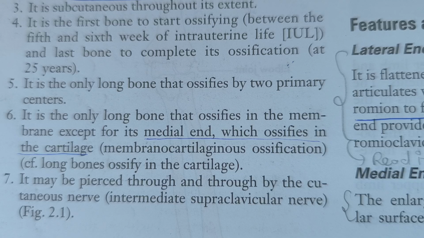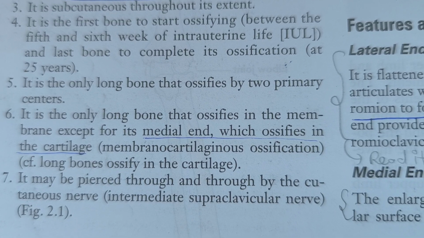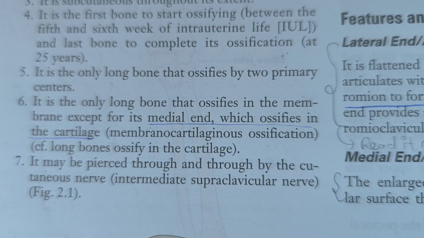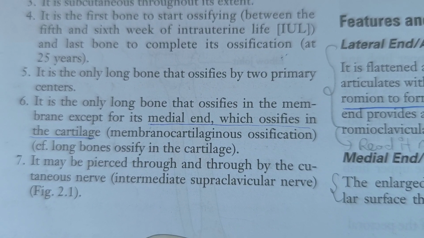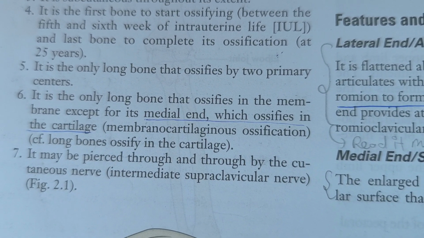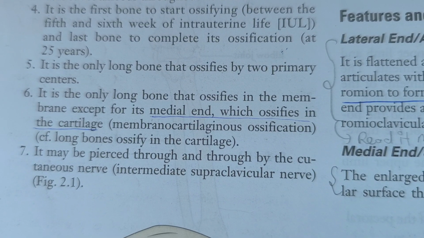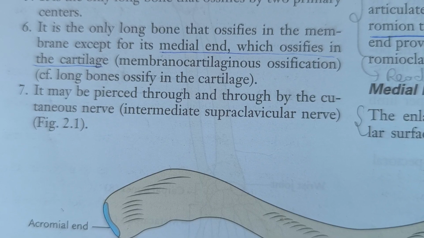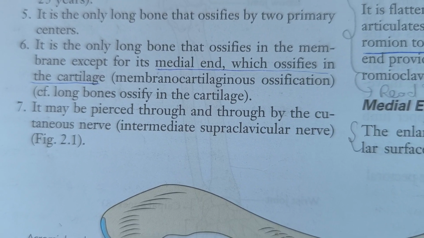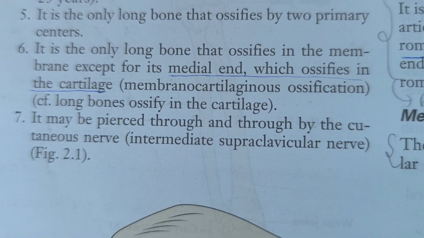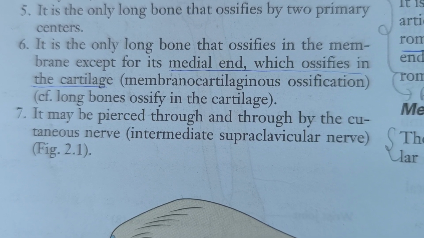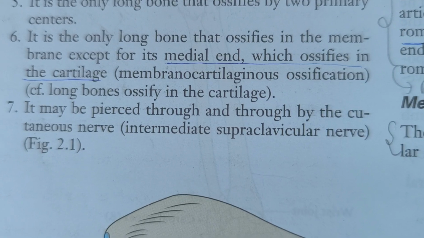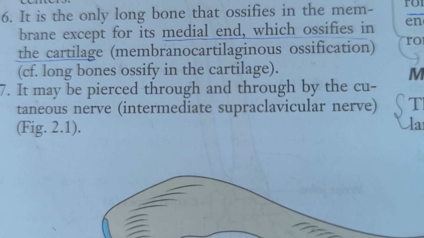It is the first bone to start ossifying, between the 5th and 6th week of intrauterine life, and the last bone to complete its ossification, at 25 years of age. It is the only long bone that ossifies by two primary centers. It is the only long bone that ossifies in the membrane, except for its medial end which ossifies in the cartilage. Membranocartilaginous ossification. Other long bones ossify in the cartilage.